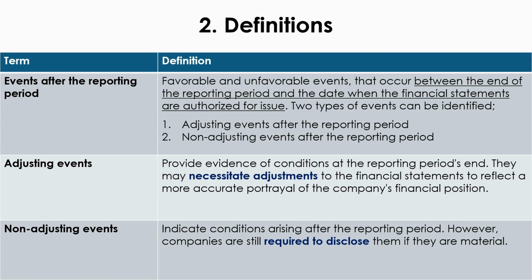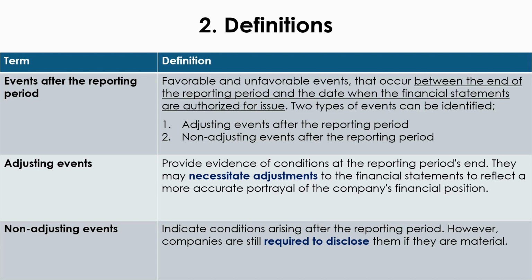So events after the reporting period encompass all events, both favorable and unfavorable, that occur after the accounting period ends but before the financial statements are authorized for release. These events can be divided into two, adjusting events and non-adjusting events. So we'll see what are adjusting events. These are events that provide additional evidence about the conditions that existed at the end of the reporting period. So they may necessitate adjustments to the financial statements to reflect a more accurate portrayal of the company's financial position.